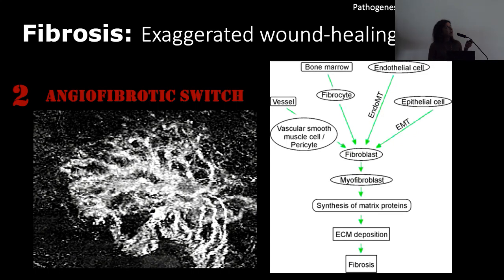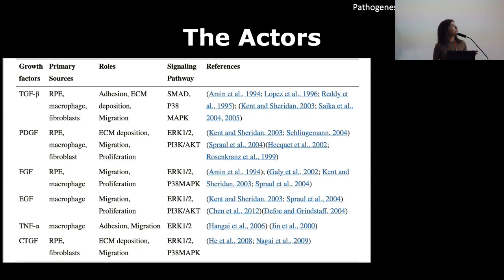The second important event is the angiofibrotic switch. And this is particularly important in the retina where we have macular neovascularization, where also endothelial cells from the macular neovascularization start to produce collagen and contribute to extracellular matrix deposition and finally, eventually, fibrosis.